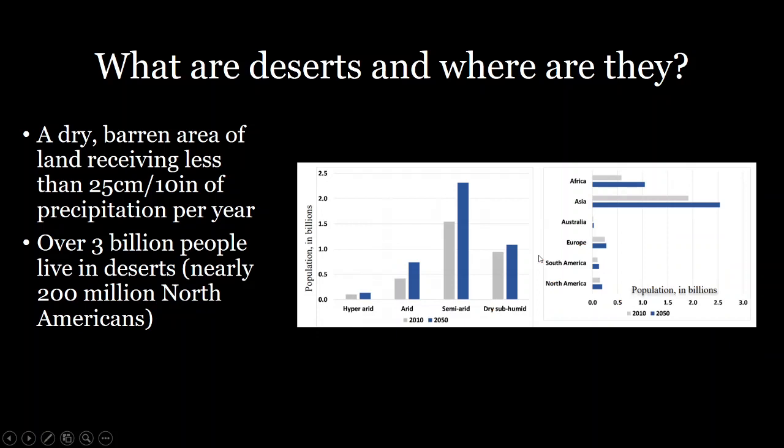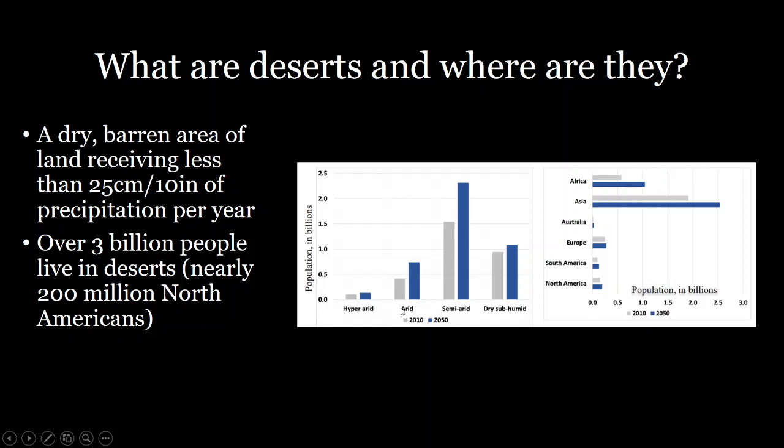So it's important to realize that 3 billion people live in desert regions. So these aren't empty landscapes. These aren't just complete arid, abandoned areas. These are areas where billions of people depend on in order to live. And that includes nearly 200 million people in North America.